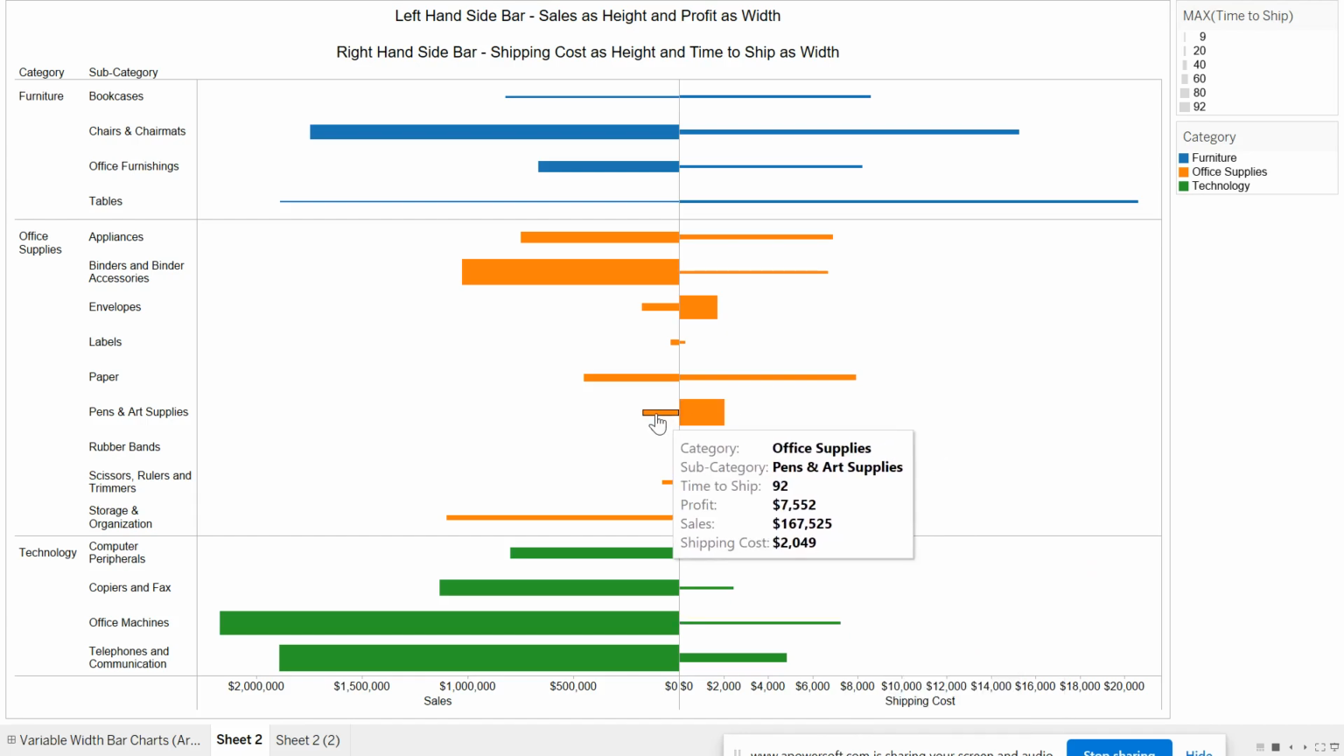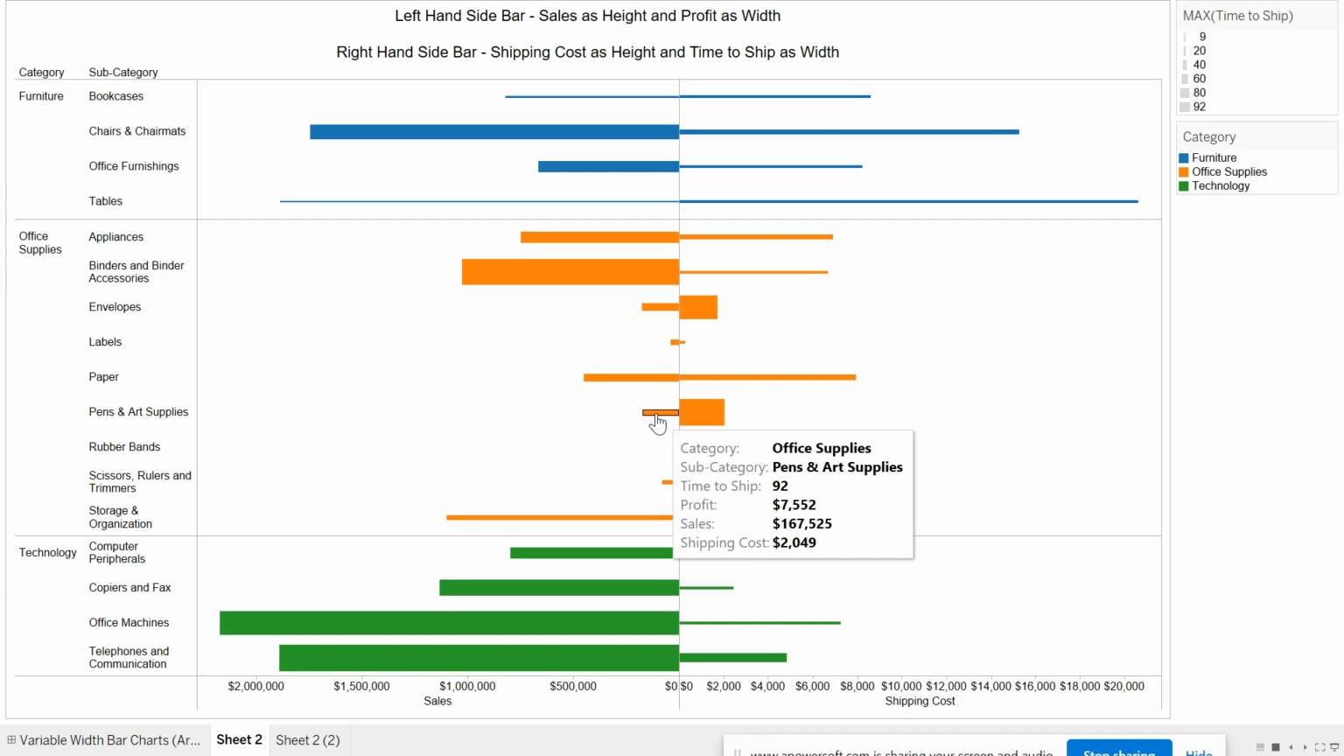And you can see in this particular subcategory a quite interesting pattern. This records the office supplies. The sales is 167525 and the profit is 7552, which is not that bad but reasonably good.